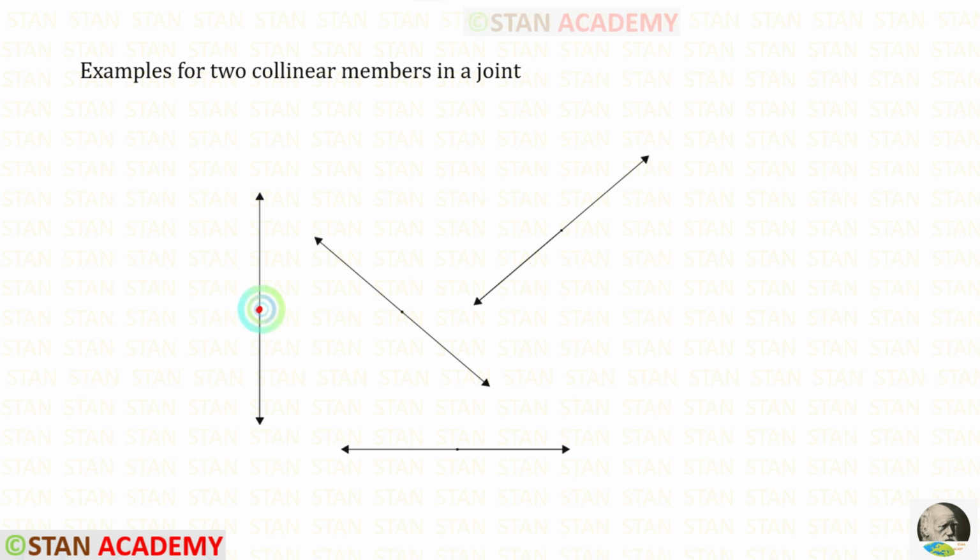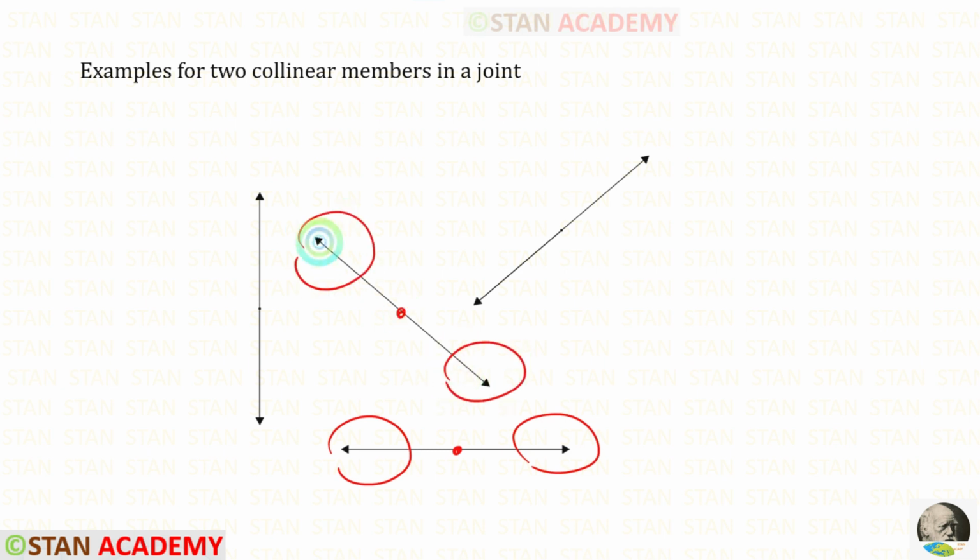Let us take this joint. In this joint there are two members. Both of them are in the same straight line. Since these two members are in the same straight line, these two are called collinear members. Similarly, in this joint, these are two collinear members. In this joint, these are collinear members. And in this joint, these are collinear members.